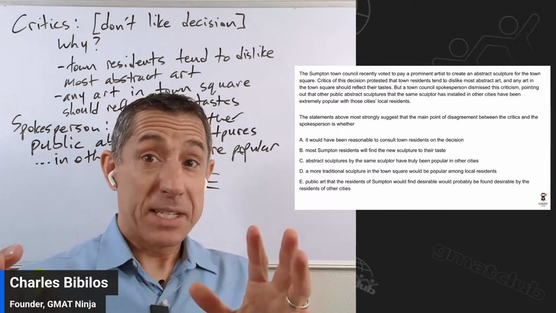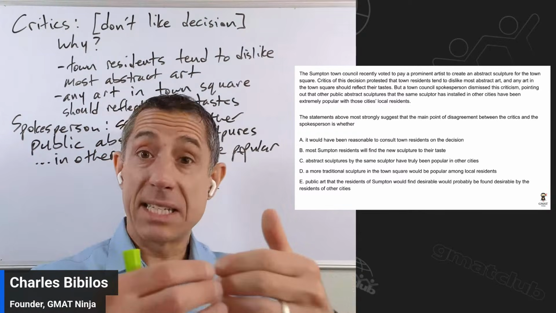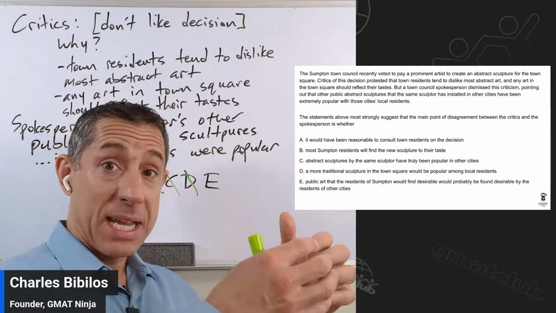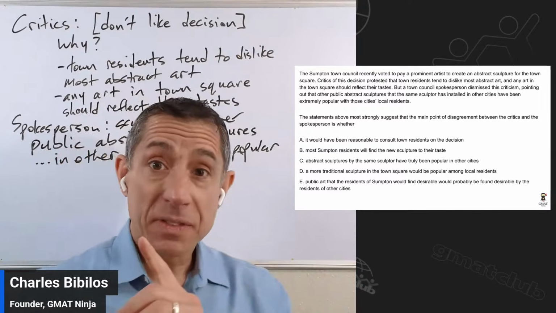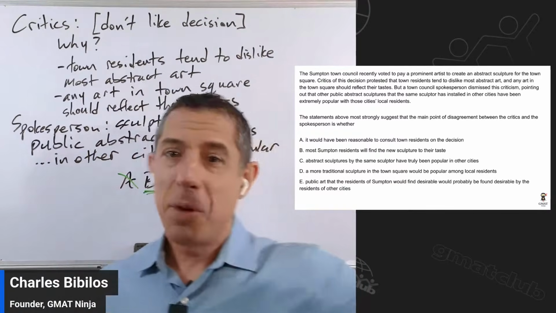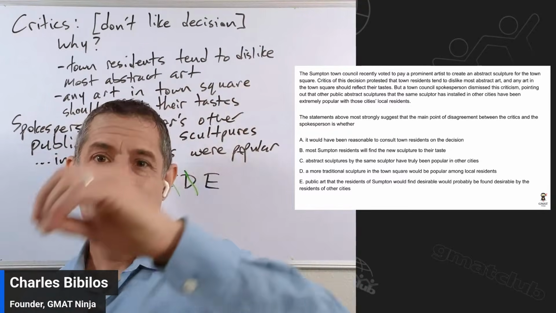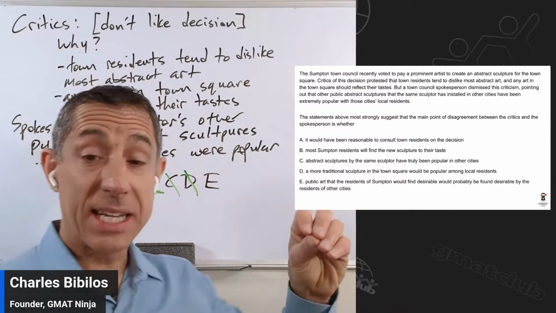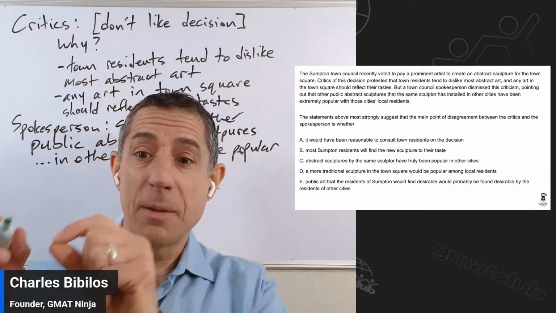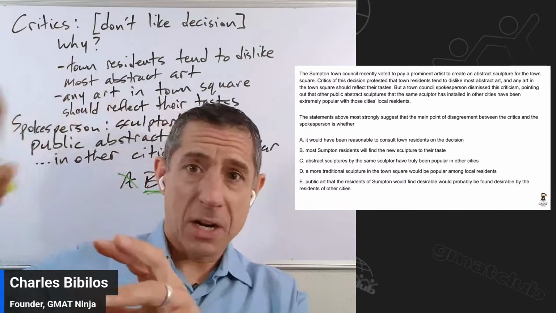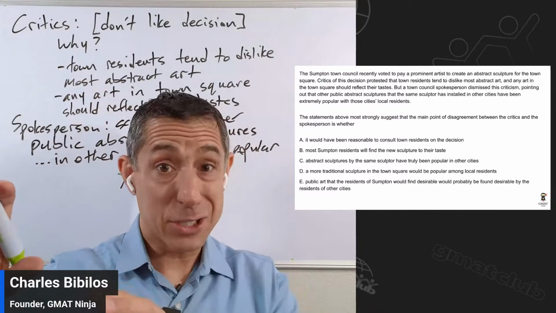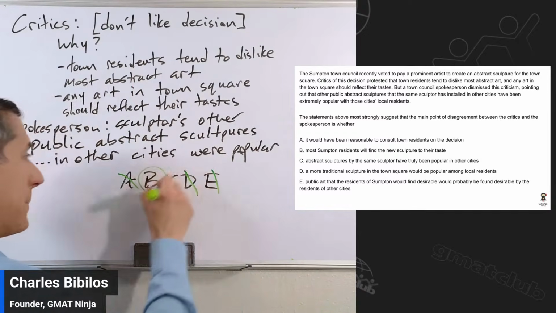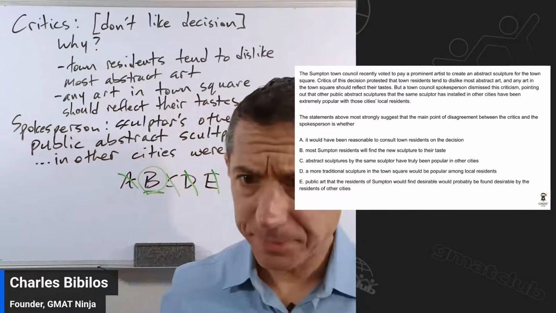That's something we don't know if they disagree on. We don't know what the residents of Sumpton find desirable. We don't know what they like, which is why we can't say that they disagree about E. We have no idea what they like. Now, if E were flipped around, if it said public art that other cities like would be found desirable by the residents of Sumpton, we could argue that that's a correct answer. Here, we don't know what these guys in Sumpton actually like. All we know is what they say they dislike. So E is out, B is our winner. All right.